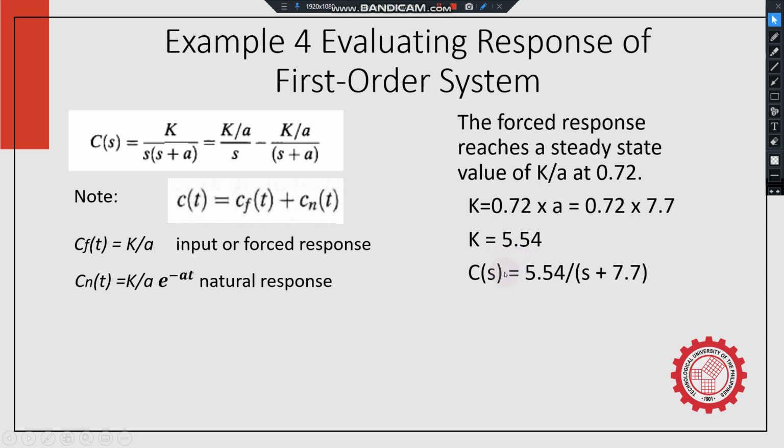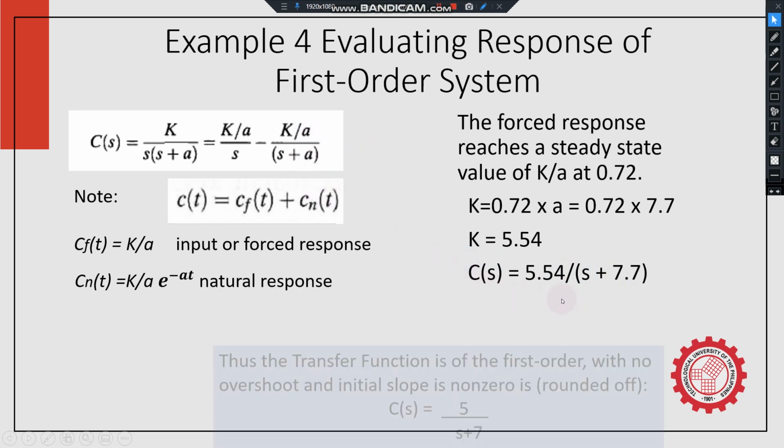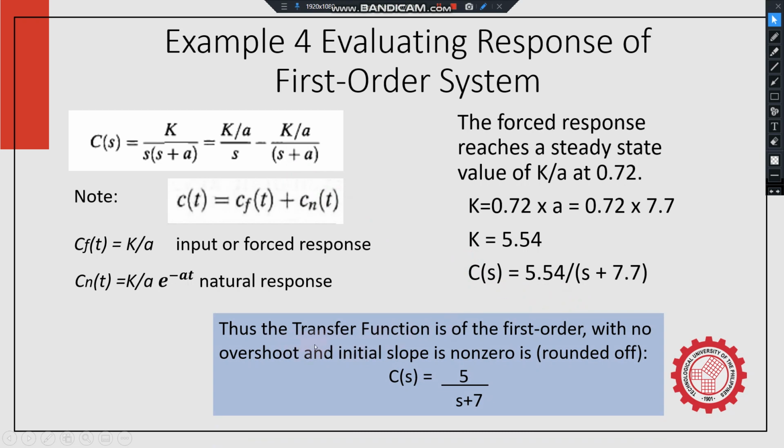And therefore, writing the value of K and the value of A in our equation of the output transform, the transfer function of the first order system with no overshoot and non-zero initial slope is given by this. This is rounded off. Take note that we estimated our time constant, which is 0.13, earlier.